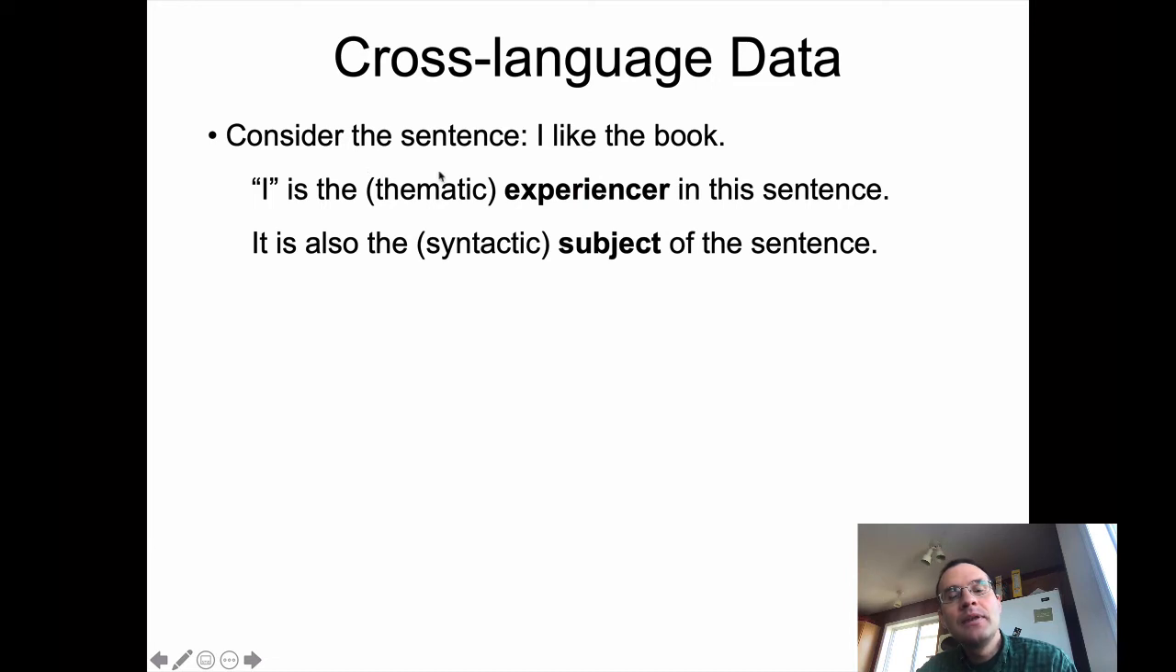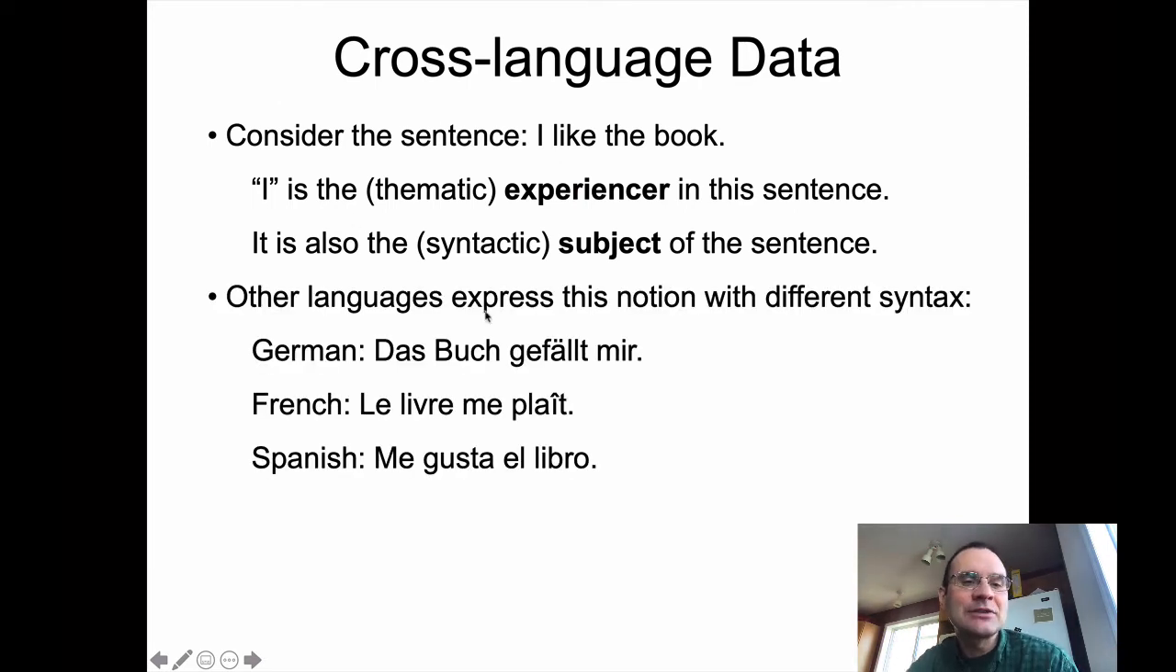So there's a sentence you could utter in English. I like the book. Maybe you've uttered this before yourself. I like the textbook. Who knows? Where "I" is the thematic experiencer in this sentence, even though it's the subject of the sentence. This is sort of like Susan heard the music, right? So you're just having an experience of, I guess, the book pleasing you in this particular case. And in fact, that's kind of how it's expressed more directly in the syntax of other languages. So in German, you would say, "das Buch gefällt mir," which means the book pleases me, or maybe a little more literally, the book is pleasing to me, because it's using the "to me" phrase here.